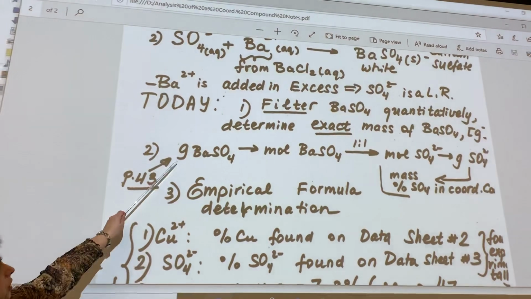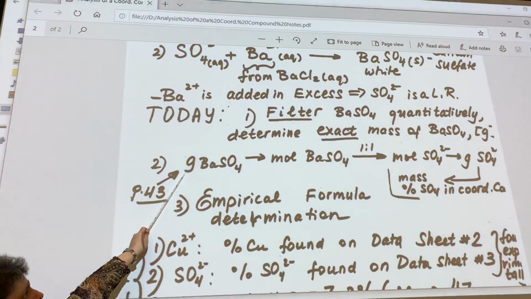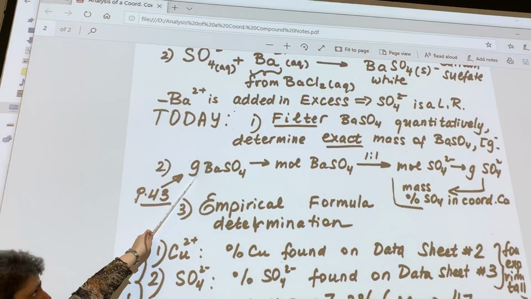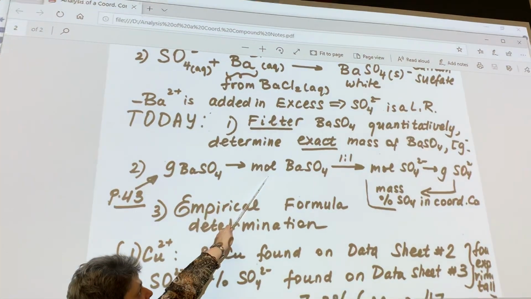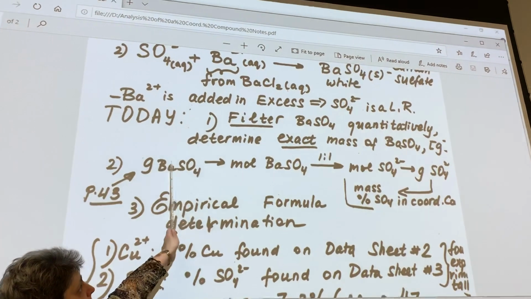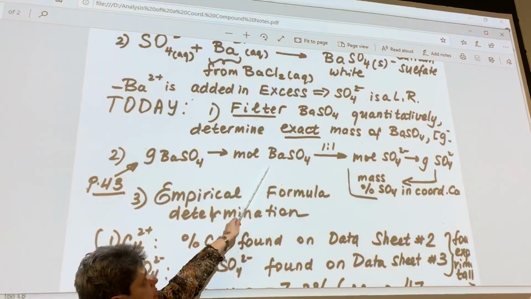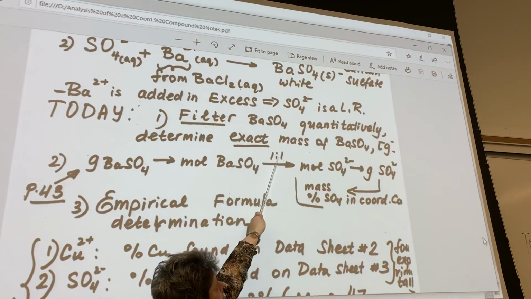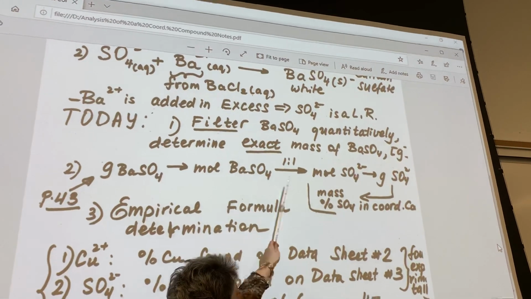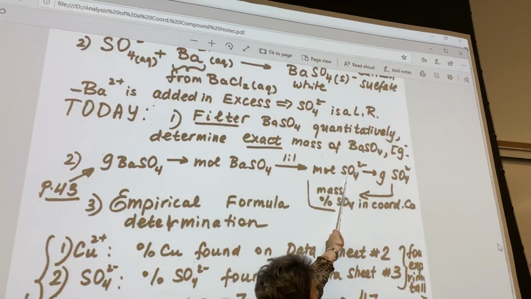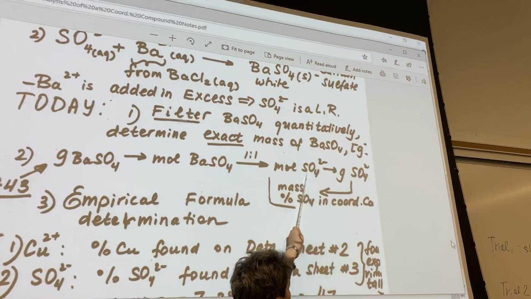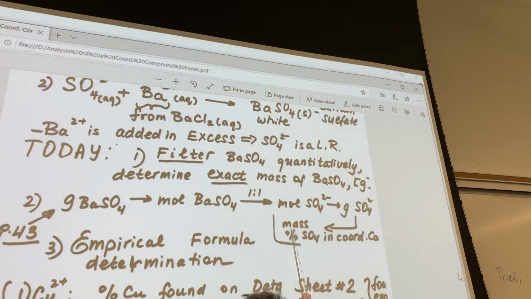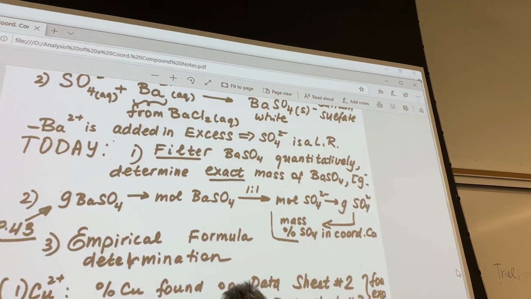The calculations involved would have you measure the mass of barium sulfate obtained after the filter paper is completely burnt off, converting it to moles of barium sulfate. Of course, you would have to figure out the molar mass of barium sulfate, and then from moles of barium sulfate, you would find moles of sulfate, which is easy because it's a 1-to-1 ratio. 1 mole of barium sulfate contains 1 mole of sulfate. And then, knowing the molar mass of just SO4 2-, your sulfate, you can find its grams. And once you have grams of sulfate, you can find the mass percent sulfate in your purple coordination compound.